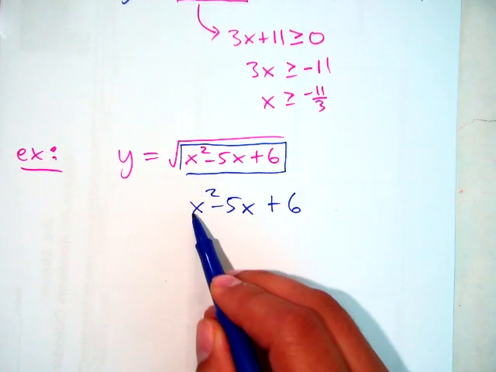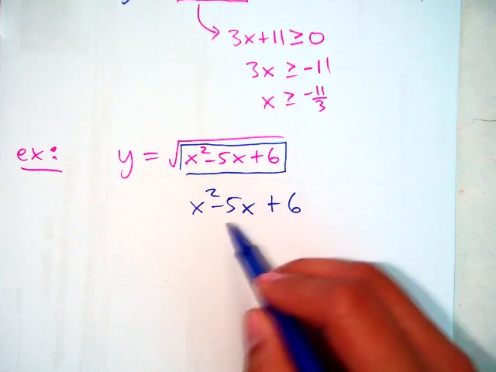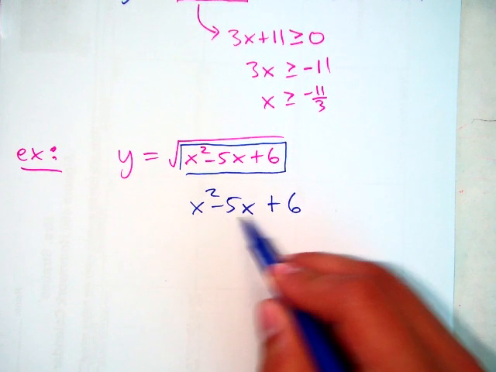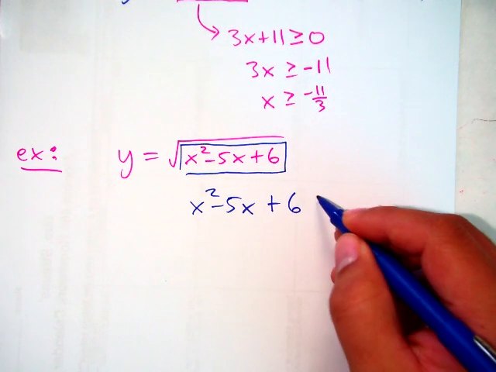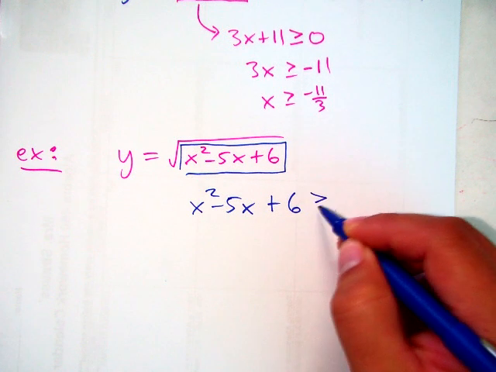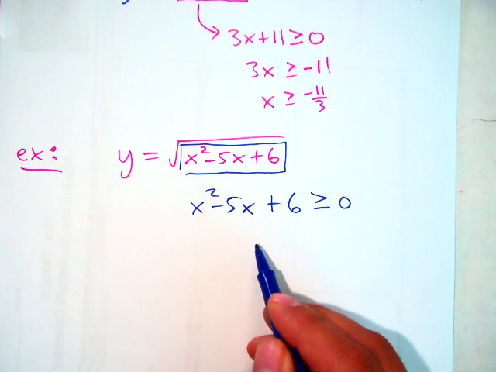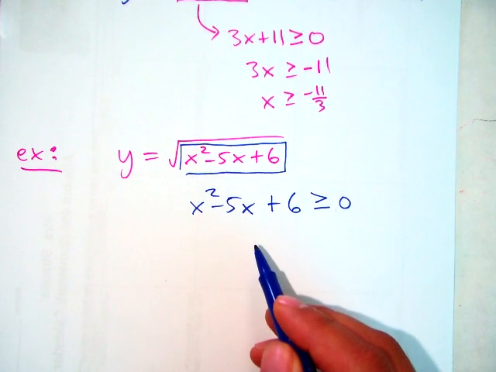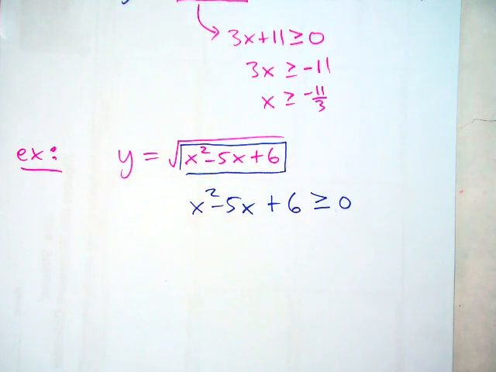So x squared minus 5x plus 6 has to be what? Greater than or equal to 0. So we start out like this, and I think you guys hopefully knew that. And then that's why you're telling me to factor. Okay, fine, I'll factor.